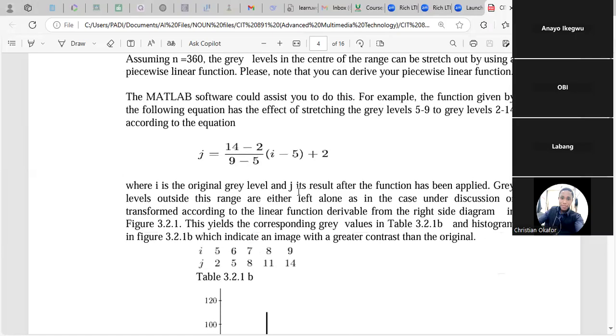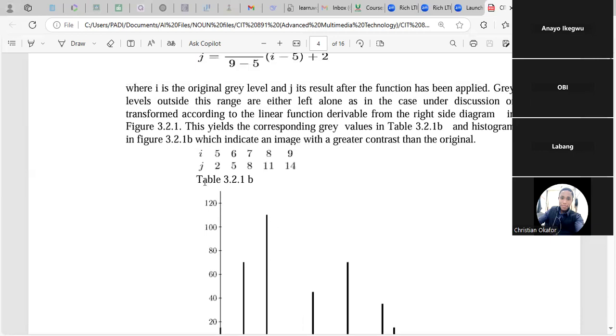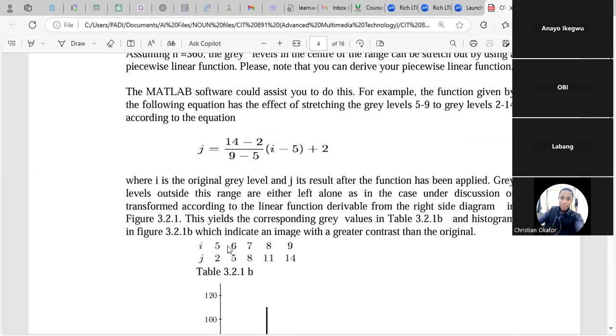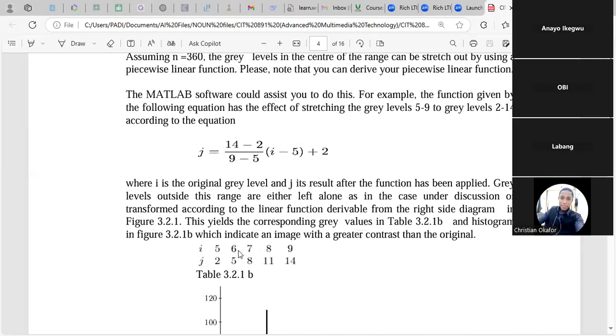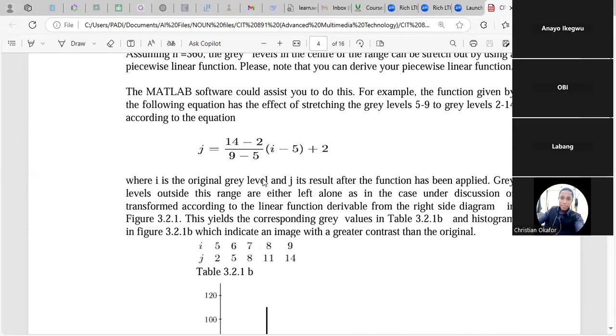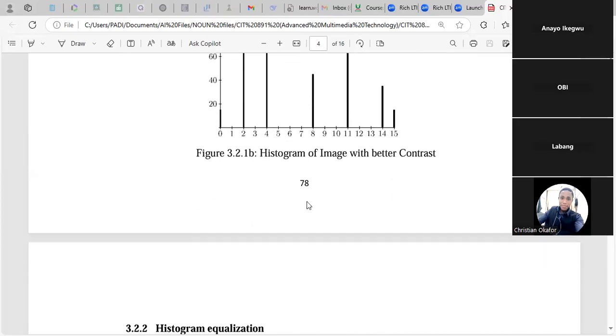You see how sharp, how dark, how bright it is compared to figure 3.2.1a. When you compare the two images, you see how sharp this one is, because here they manipulated the numbers. So you just use that formula to manipulate the numbers, and if you are doing a practical, all you need to do is play around with it, add some numbers, remove some numbers, review it, and then see what you achieve at the end.